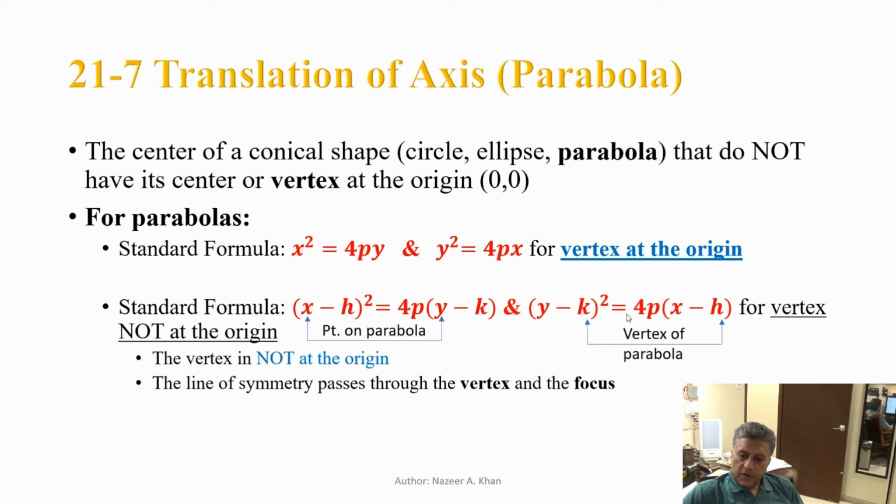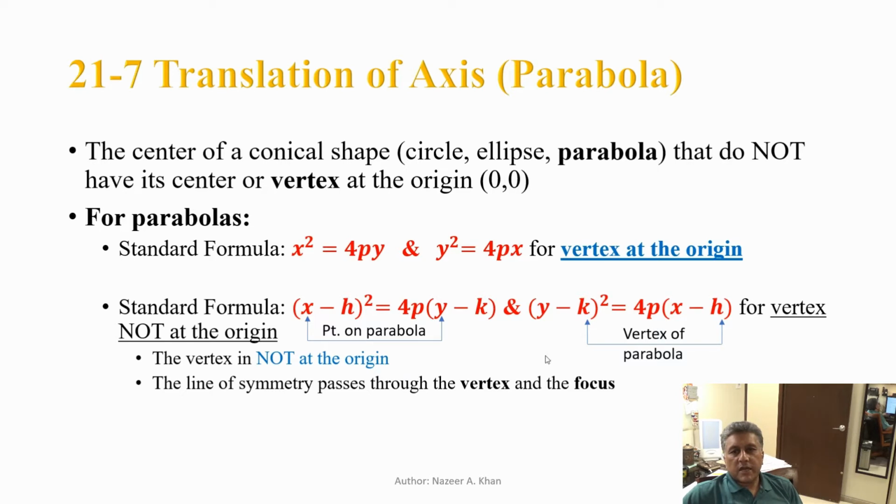That's written in a different form. The reason why this one has taken this shape is because the vertex is at the origin, and these are the coordinates of the vertex. If you substitute 0 in here and 0 in here, you get exactly these formulas, right? Also I wanted to point out that the point x, y is a point on the parabola, and here we're looking at h and k as the coordinate of the vertex of the parabola.